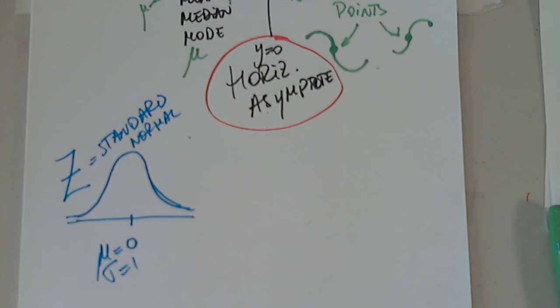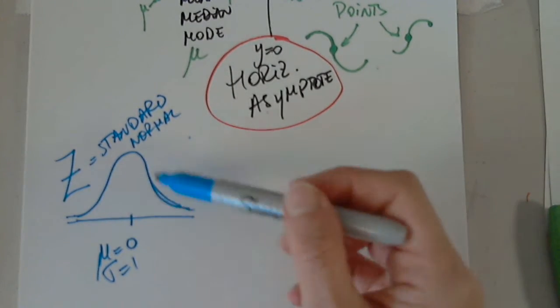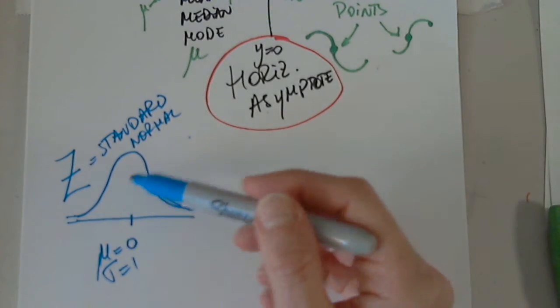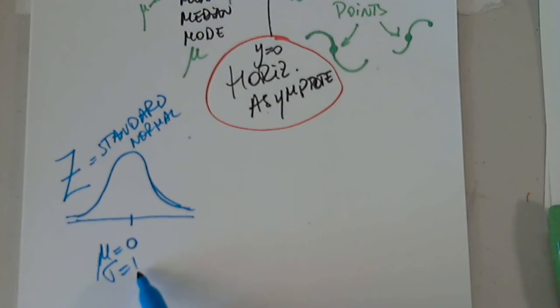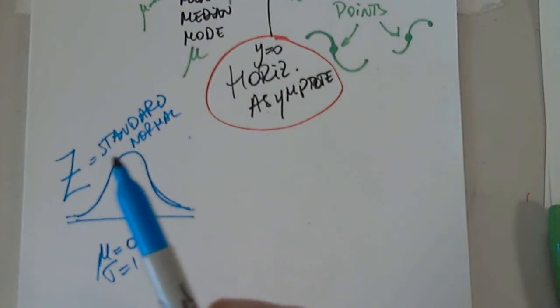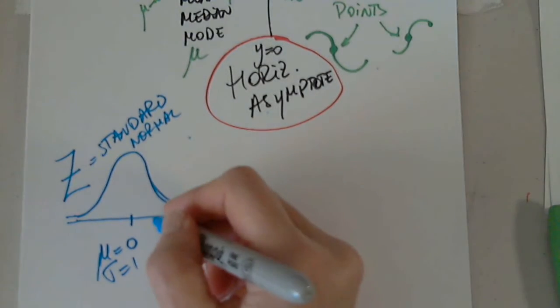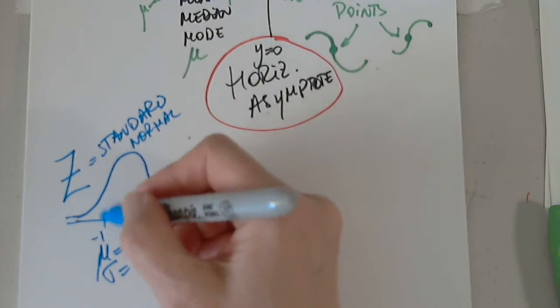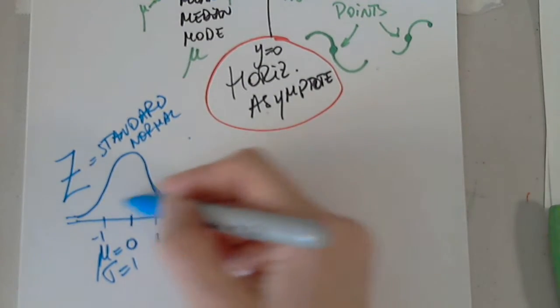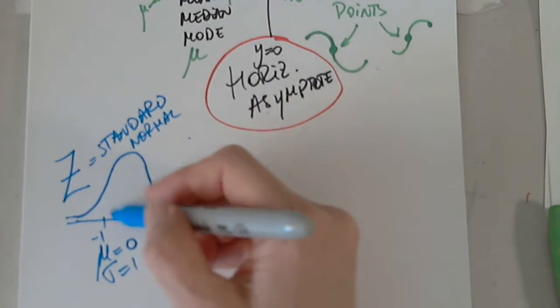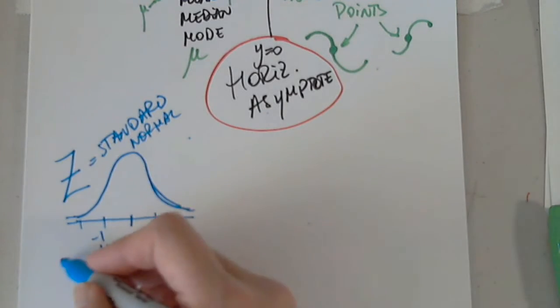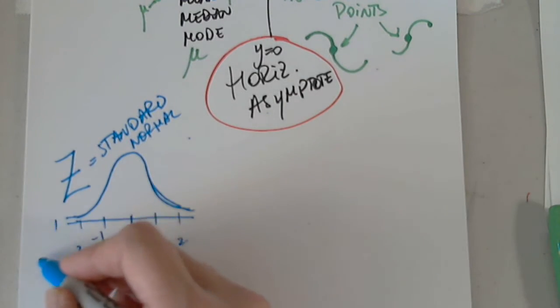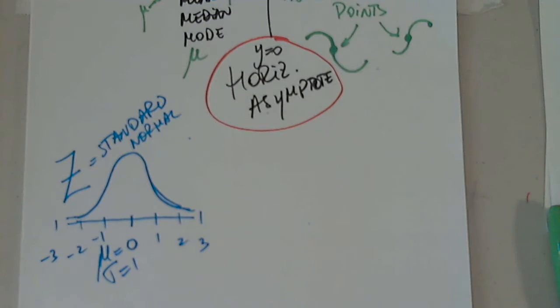A normal curve like this with mean 0 and standard deviation 1 is what we call the standard normal. So this will be 1 and this will be -1. Of course, these are the inflection points, and between these two we have 68%. And then -2 and +2, and then of course -3 and +3.